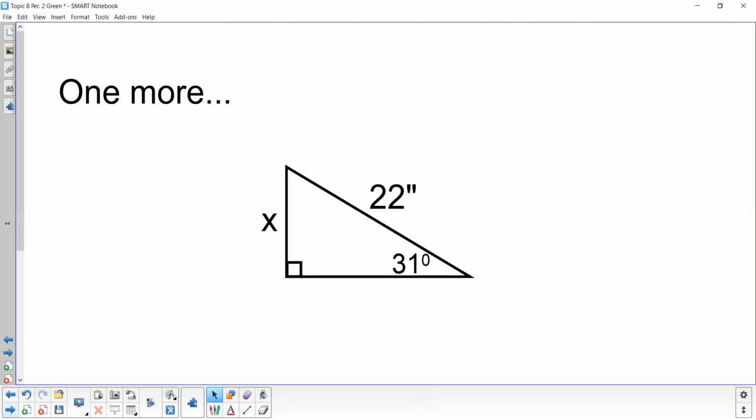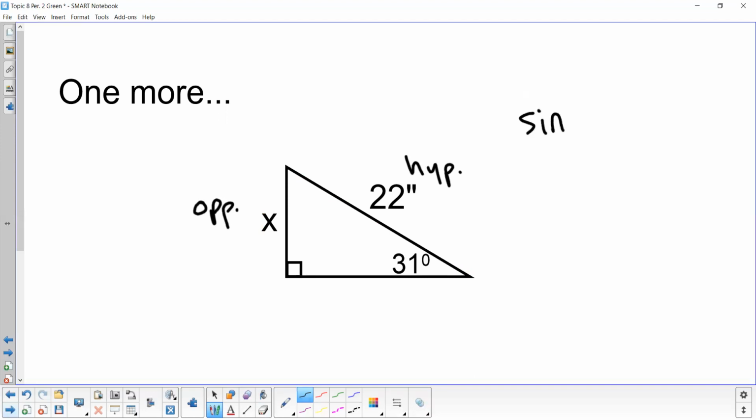But hey, as you guys are finishing up, I'm going to label my sides. X is across from 31 degrees, so it's the opposite side. 22 is our hypotenuse, and then we have to pick the right function. Opposite and hypotenuse tells me I should use sine. Sine is opposite over hypotenuse, right? So sine of 31 equals x over 22.